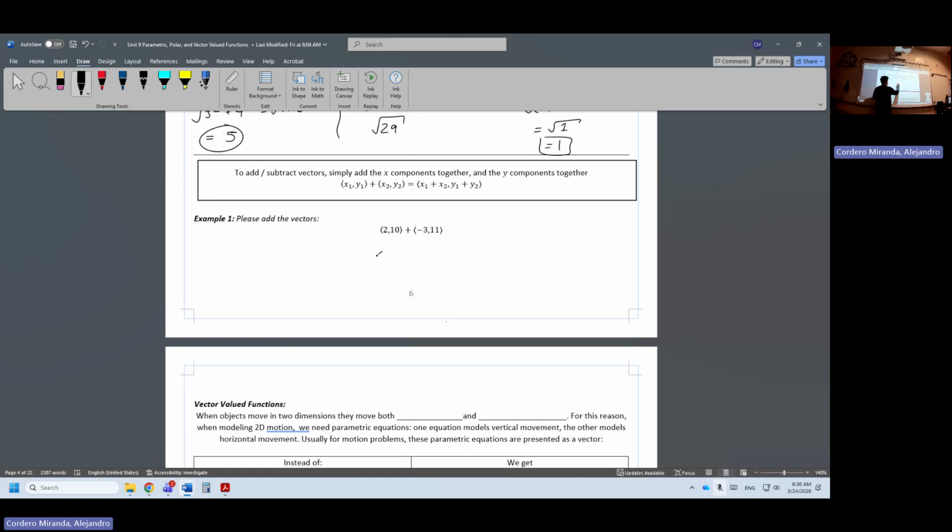So that would be, in this case, 2 plus -3, or well, let me write my work. 2 plus -3, 10 plus 11. So this would be -1, 21. Cool. That's the sum of 2 vectors.